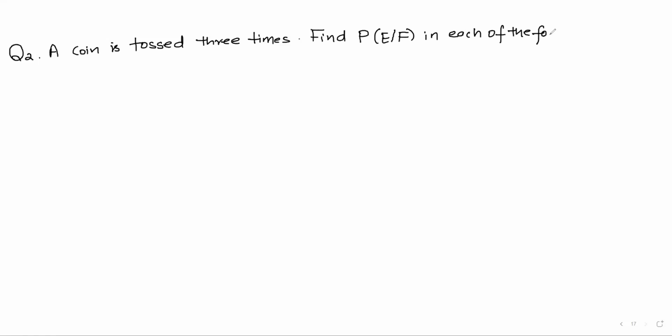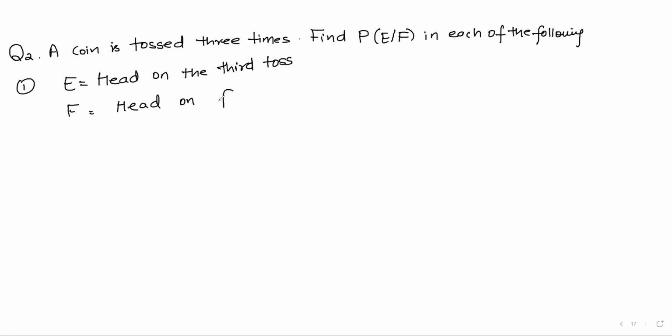A coin is tossed 3 times. Find P(E|F) in each of the following. First, E is equal to head on the third toss, and F is head on the first two tosses.